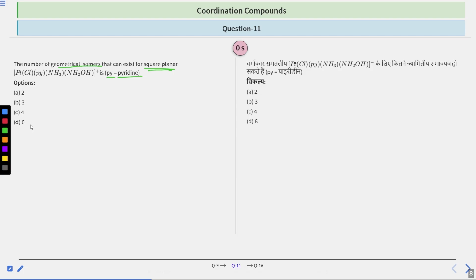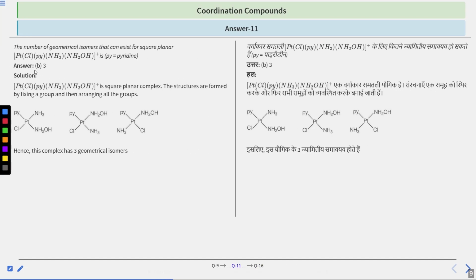Okay, let's see. The correct answer is option B, that is 3. Again, we have this platinum, chlorine, pyridine, ammonia, NH2OH positive, a square planar complex, which is of type MABCD, right? The structures are formed by fixing a group and then arranging all the other groups around the central atom. And hence, in this way, we can get the 3 geometrical isomers for the given complex.